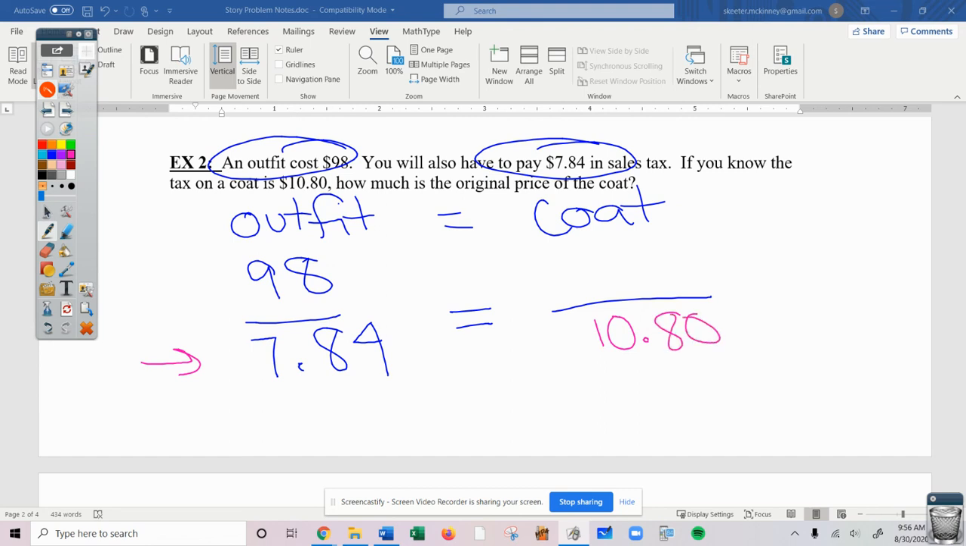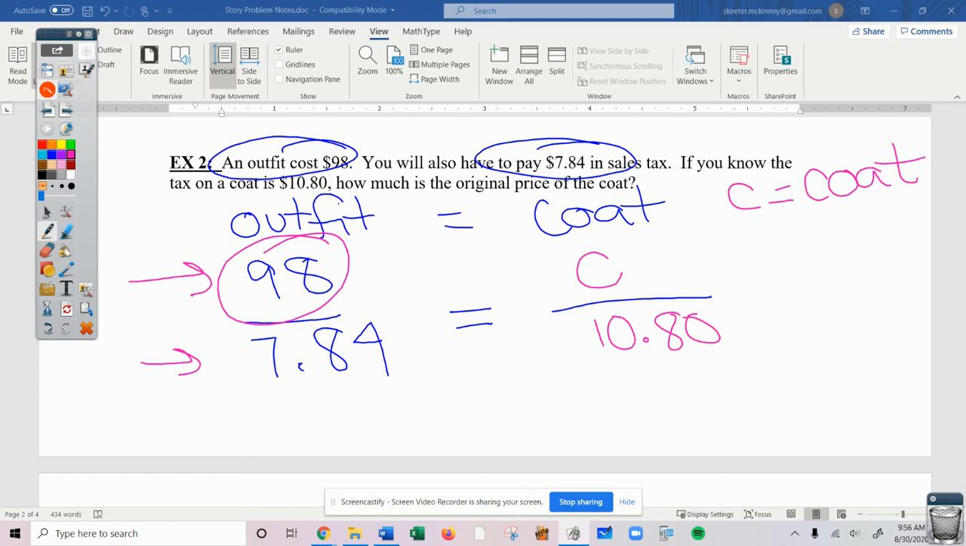Okay, it then says, how much is the original price of the coat? Well, that's what I'm trying to find, right? The price of the coat. So I'm going to fill that in as C, right? This is the price of the outfit, 98. So in the same line, the price of the coat is my unknown.